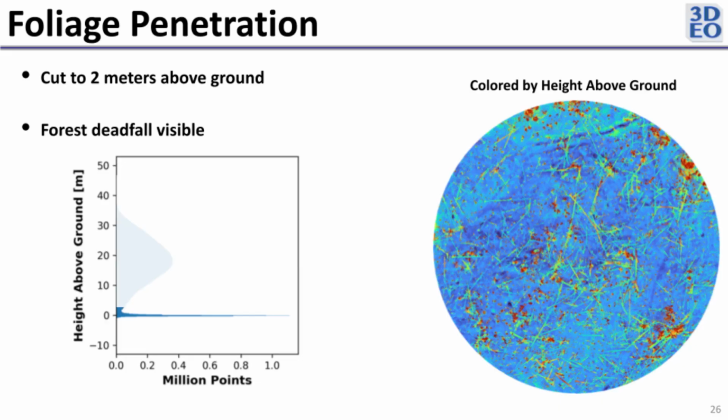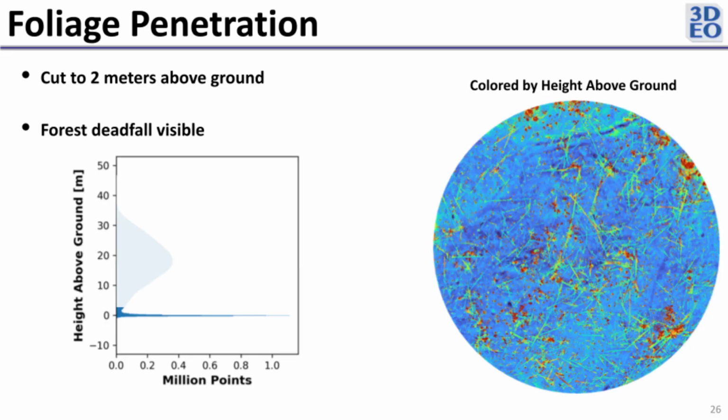You're all very familiar with that. And of course, to digitally defoliate, we just don't show all of those points. We just show these down here. I believe this was 2 meters above the ground to slightly below the ground. And you see a lot of debris on the ground. These are downed trees and so on.